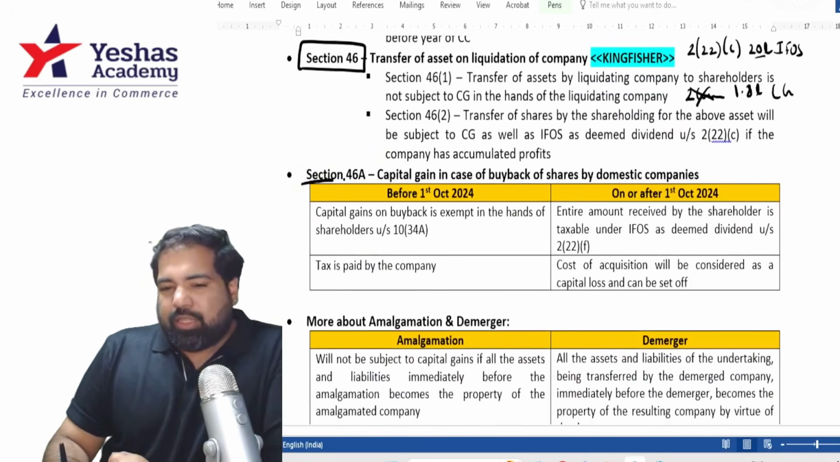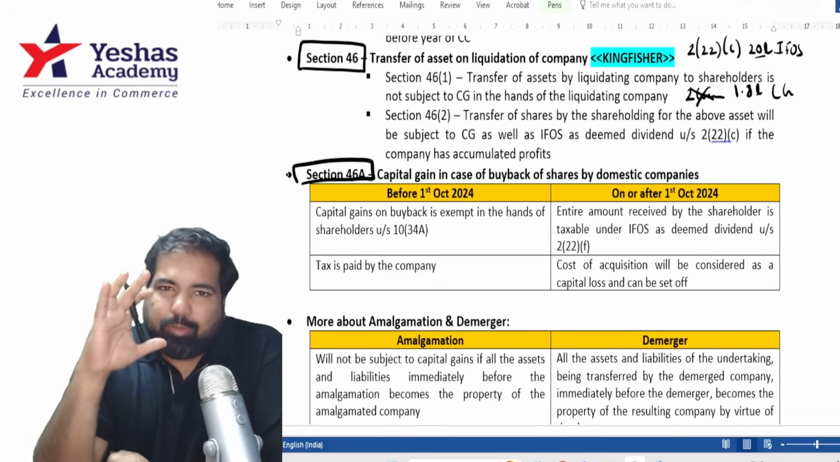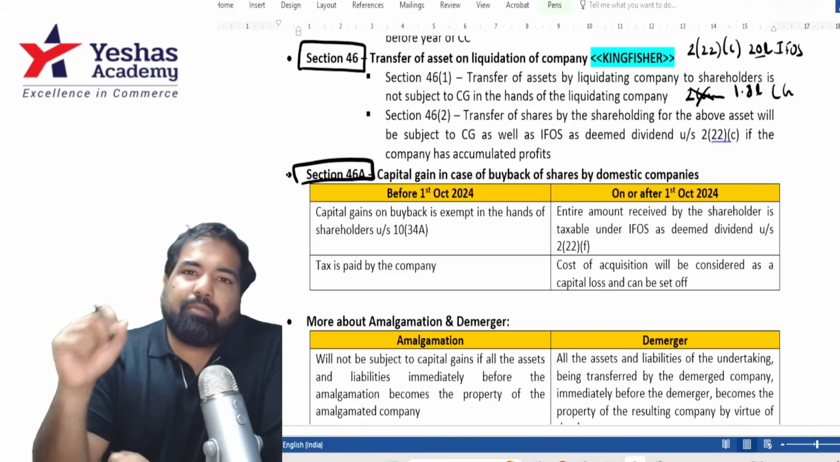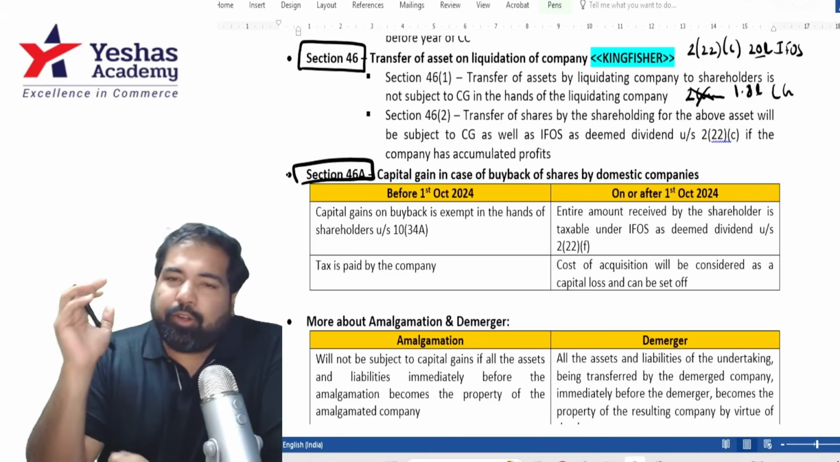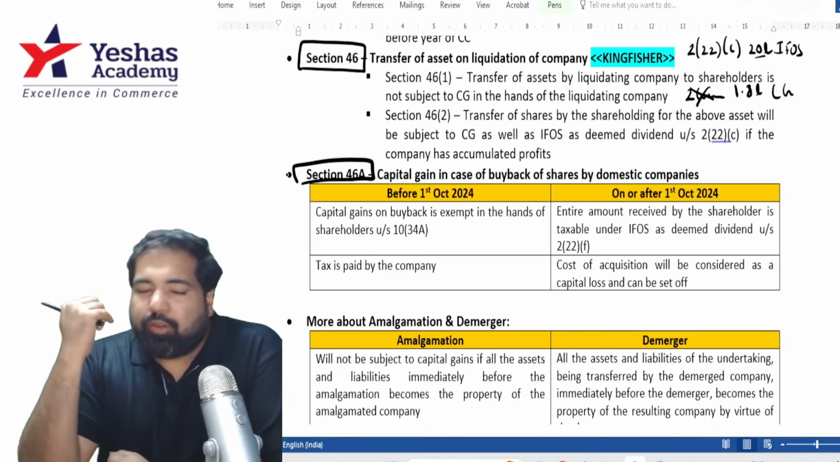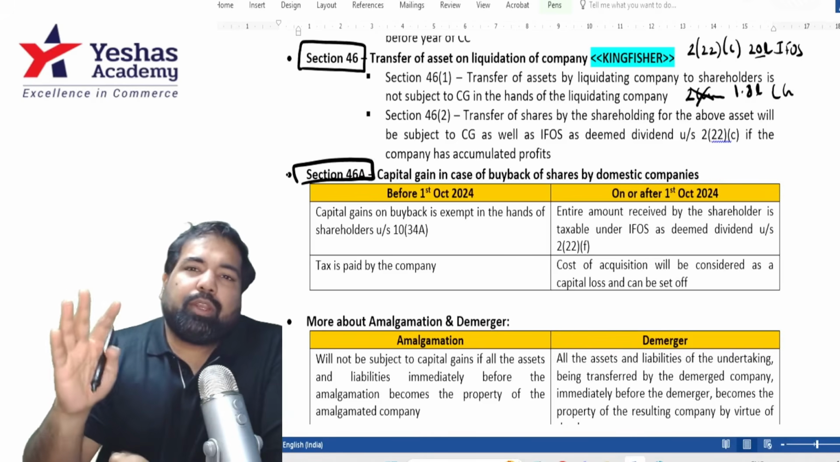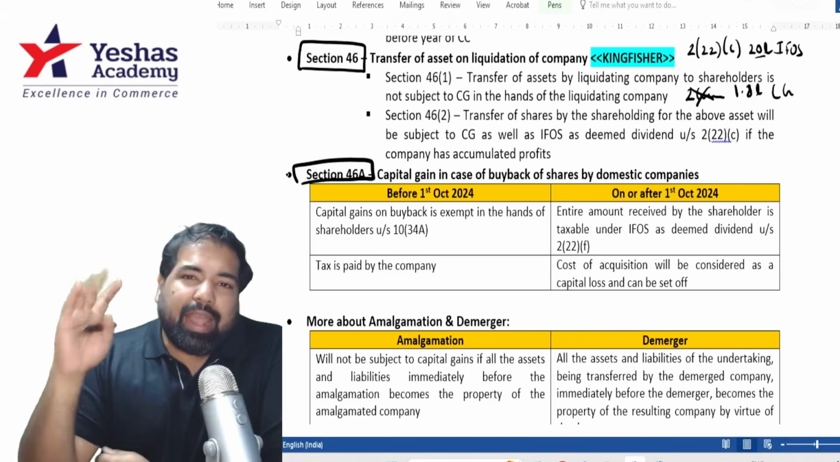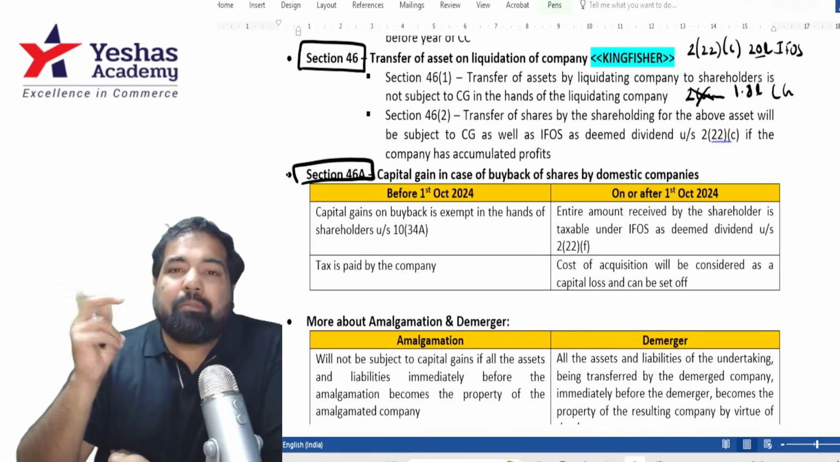Next, buyback of shares. First, let's discuss the concept of buyback. I have a share worth 1,000 rupees. The company says it will buy it back for 1,300 rupees, and I have a sweet gain of 300 rupees. Till 1st October 2024, I had nothing to do with buyback tax. It would be paid by the company, but that changed.